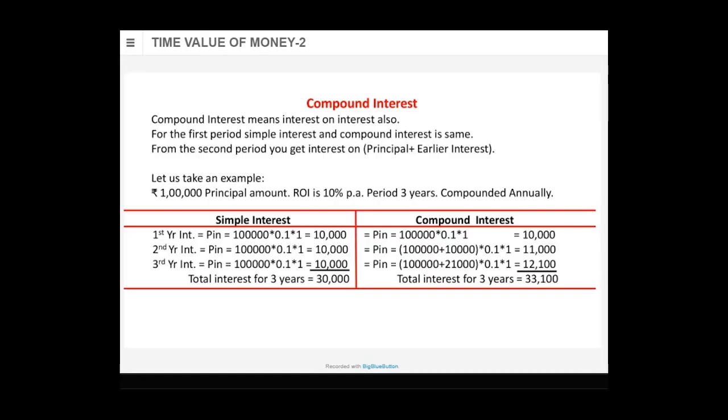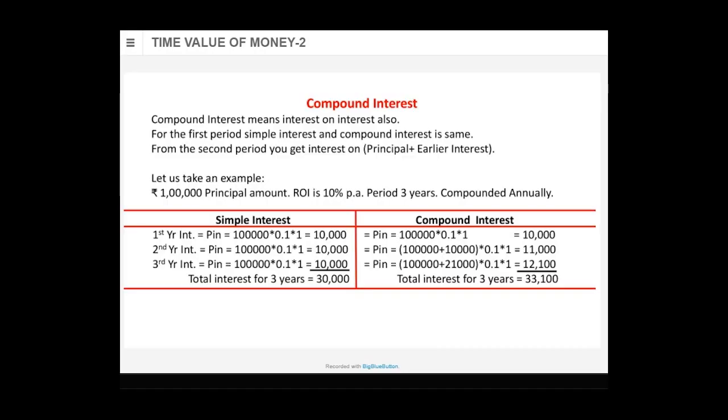Another point: compound interest keeps on increasing every year. Say first year 10,000, next year 11,000, next year 12,100. It will keep on increasing every year, whereas simple interest remains the same, 10,000, 10,000, 10,000. Is that clear? With simple interest and compound interest, we'll come to the formula. Anyway, you don't have to do it like this. This is a formula for compound interest. Is the comparison clear between simple interest and compound interest? Please reply.